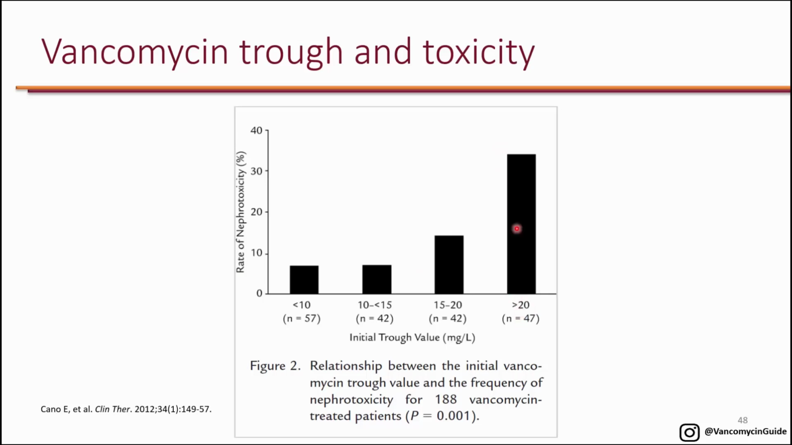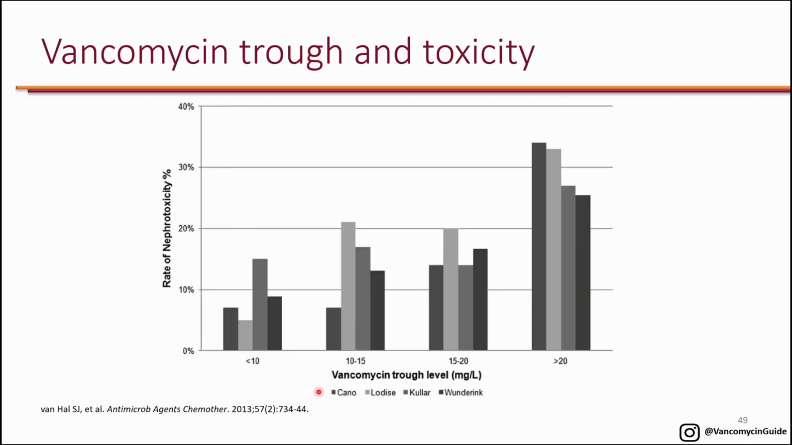So because the risk is greatest above 20, you should never have a trough of greater than 20 unless the patient is on continuous infusion. These troughs are only pertinent to intermittent dosing, so these numbers don't apply to continuous infusion. And of course, even 15 to 20 is still more nephrotoxic than 10 to 15, so more reason to avoid targeting 15 to 20.